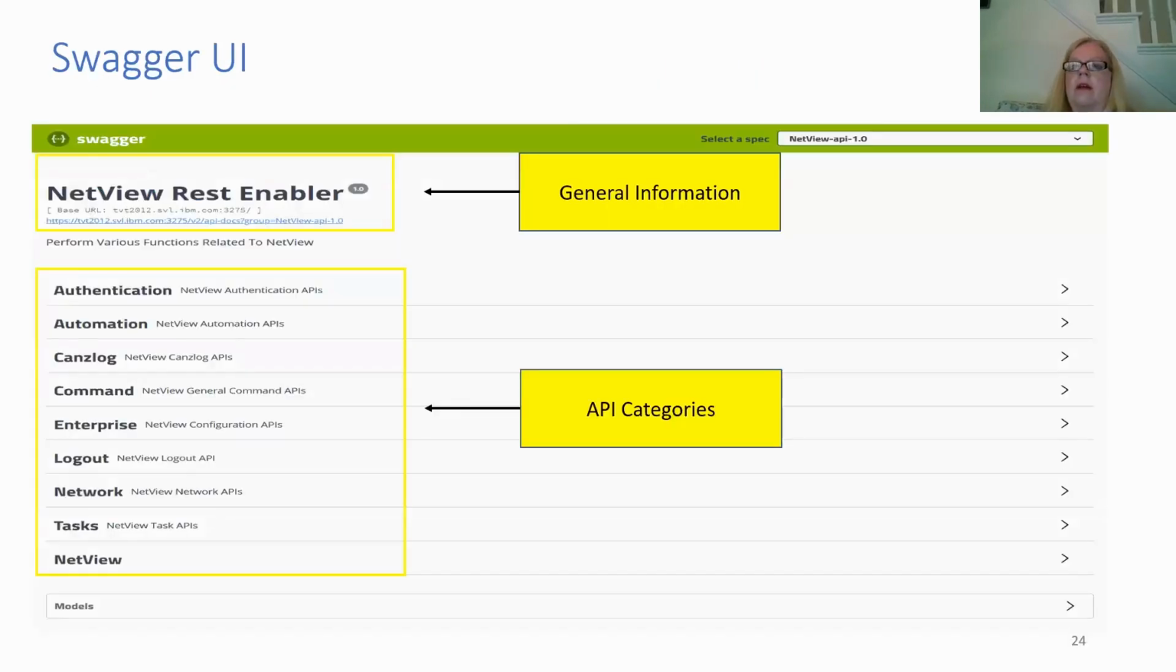Okay, so let's take a look at the Swagger UI here. So once you bring this page up, you will see just some general information over here at the top. You will also see our API categories, and we have a few here.